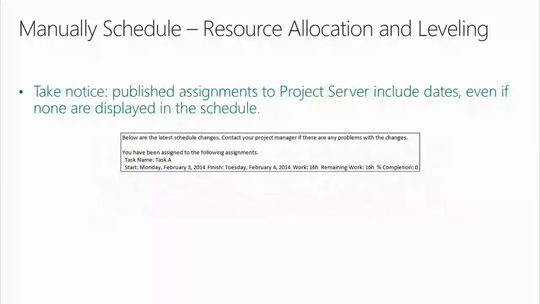Next, take notice. Published assignments to Project Server include dates, even if none are displayed in the schedule. So I just went out and I opened up a schedule in our Project Server environment, manually scheduled, pure placeholder, assigned myself to it, wiped out all the duration, start, and finish values, and then I published the project. And within seconds, I got an email from the Project Server database showing me what? Dates. There is a schedule. It's a display thing.